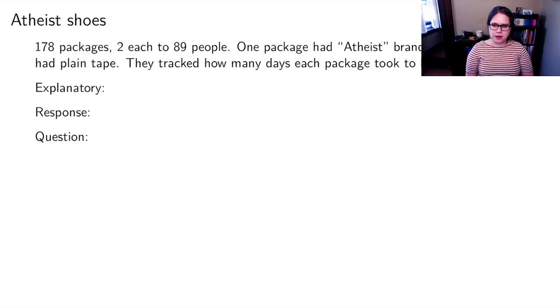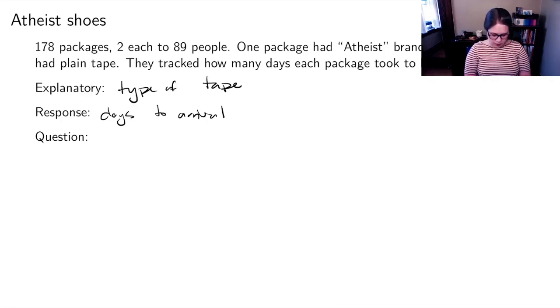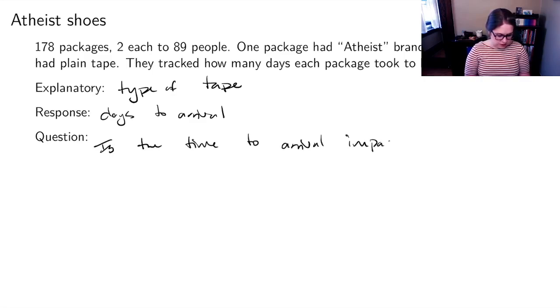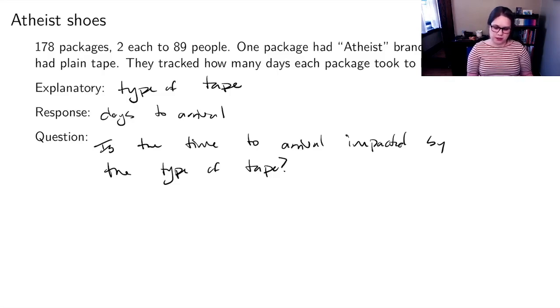So we're going to need to think about our explanatory and response variables here. This is going back a little ways. Our response variable is the thing that we think might be responding, so I usually start with that one. The response here is the days to arrival. And then the explanatory variable is the type of tape. And our question is, is the time to arrival impacted by the type of tape? That's our big question that we're trying to answer using a statistical test.